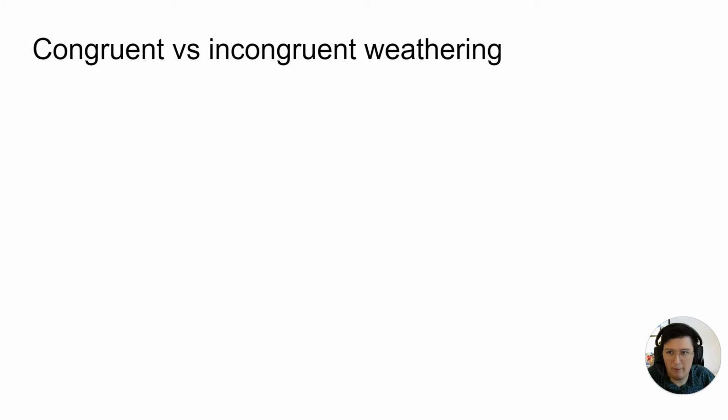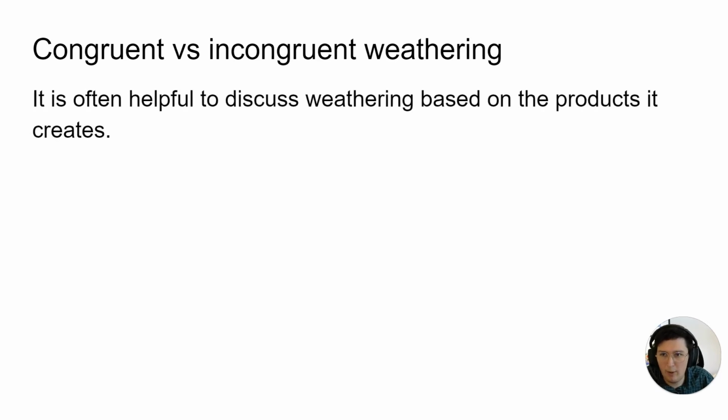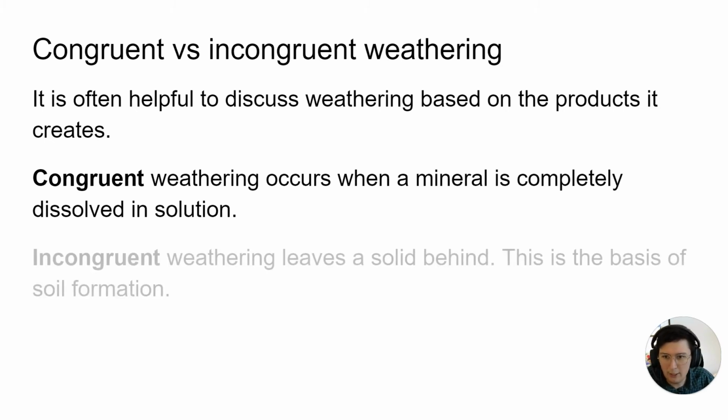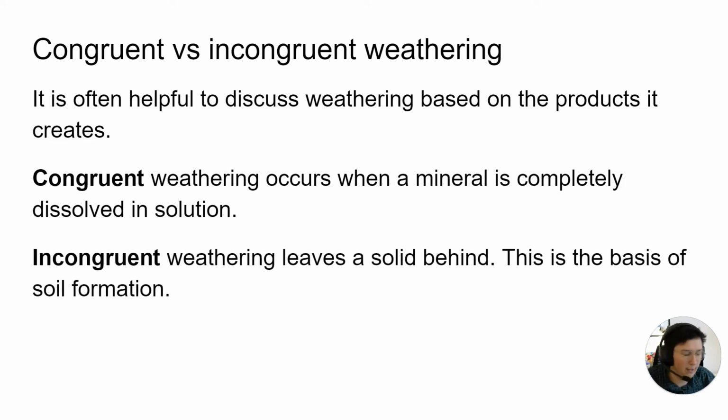All right, so that's some weathering reactions. Now let's talk about different types of chemical weathering. A lot of times we like to talk about weathering based on the products that it creates. And we've got two main classes of that. Congruent weathering just occurs whenever a mineral is completely dissolved. So a solid goes in and you get aqueous ions out. Incongruent weathering leaves some kind of solid behind. So a solid goes in and then you get some ions in the water, some aqueous solutes, but then also there's a solid left over.